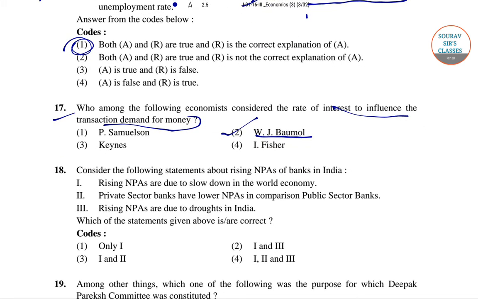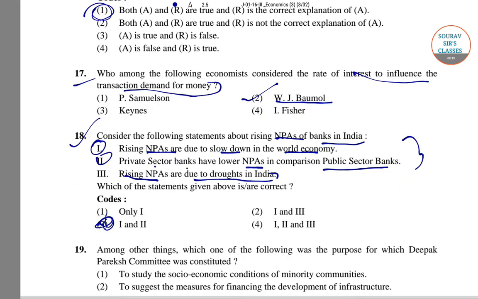Consider the following statements about rising NPAs of banks in India. 3 options are given. Rising NPAs are due to slowdown in world economy. Private sector banks have lower NPAs in comparison to public sector banks. And rising NPAs are due to drought in India, out of which we know the first 2 options are right. So for question number 18, the right answer would be option 3.